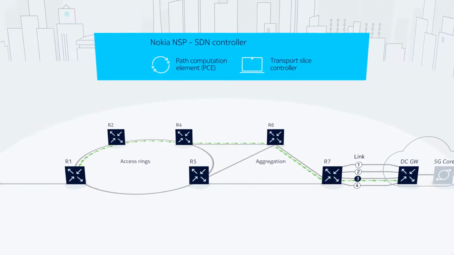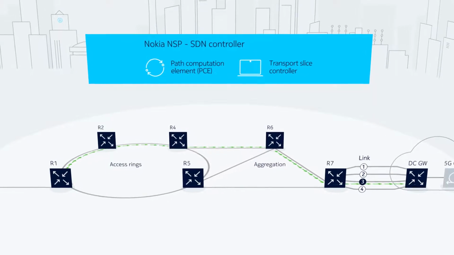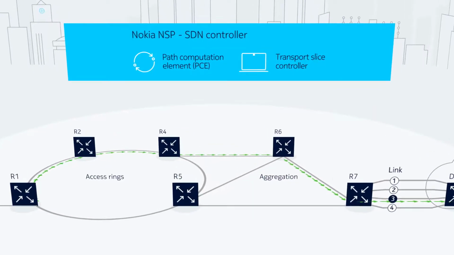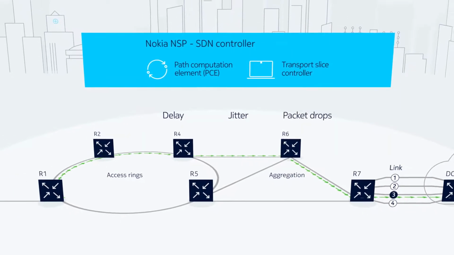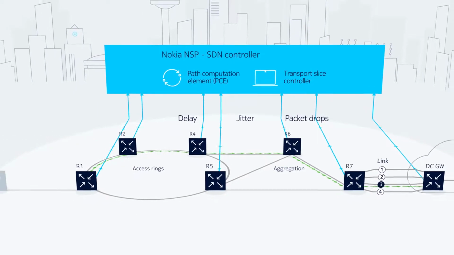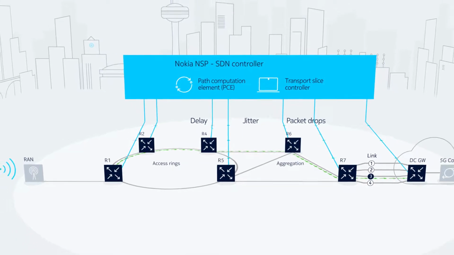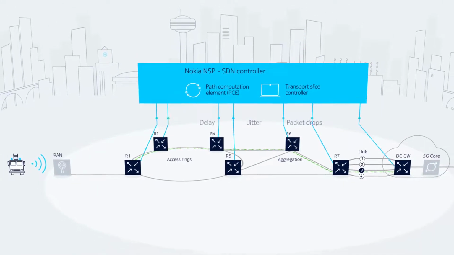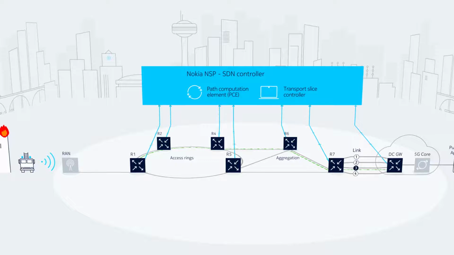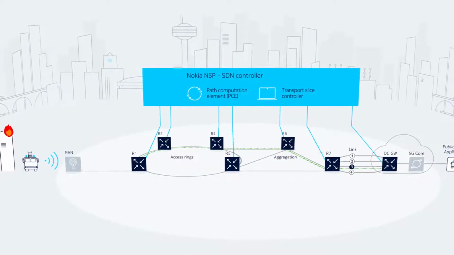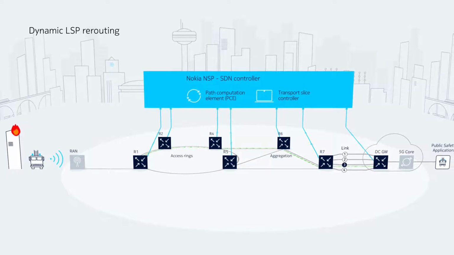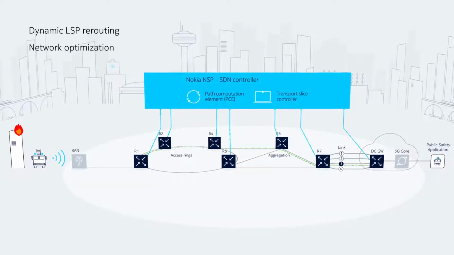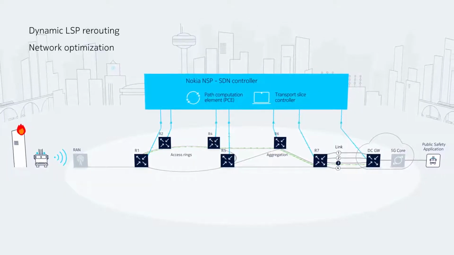Nokia IP routers have a scalable statistics collection infrastructure with counters tracking performance metrics, such as delay, jitter, and packet drops. They continuously report these metrics via telemetry to the NSP. With a full end-to-end view of the transport network, the NSP can automatically react to changing network conditions, proactively avoiding congestion while ensuring optimal routing performance and effective network utilization.